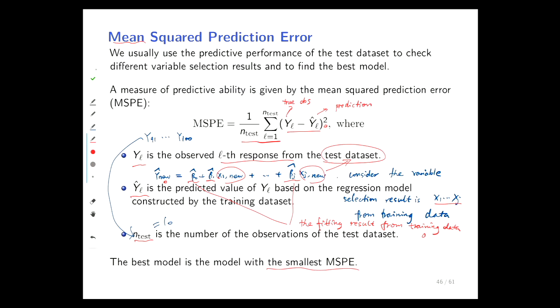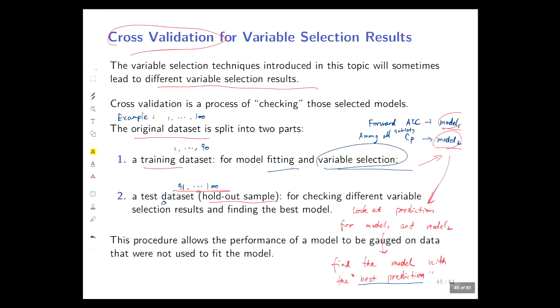So that's how we use the training data set to obtain the model with the best prediction. The best prediction means the smallest mean square prediction error.